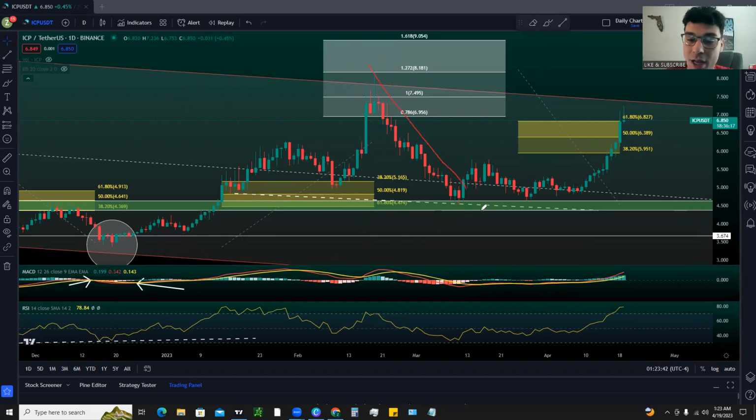So we've had the strong move down, and if we come up and start to consolidate a little bit here and ultimately break out past our 61.8% level, which is 6.827, that's pretty much exactly where the price is right now. It's at 6.84, so it's a couple cents higher than that right now.